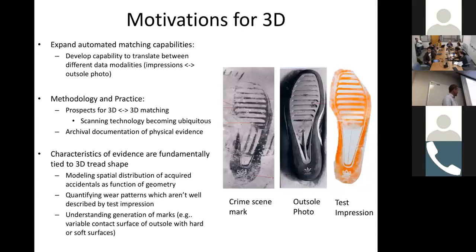And lastly, if you want to understand sort of how marks are generated, that is how impressions relate to sort of the physical object, are those impressions a function of the physical object, then that really requires kind of thinking about the 3D shape of the tread pattern.